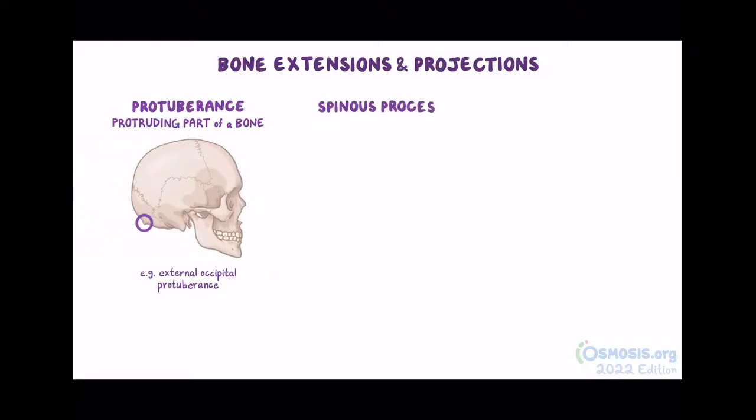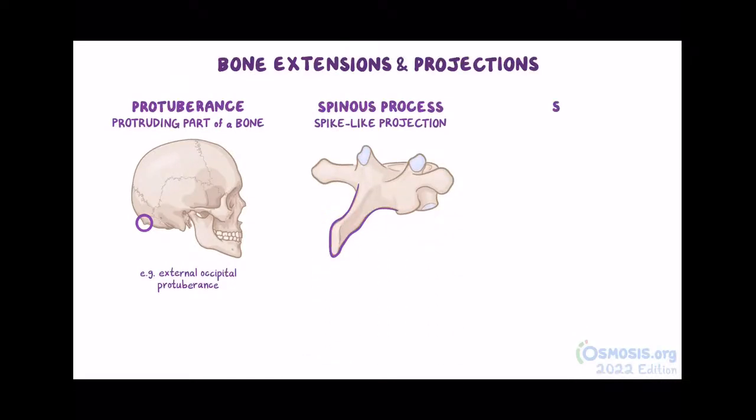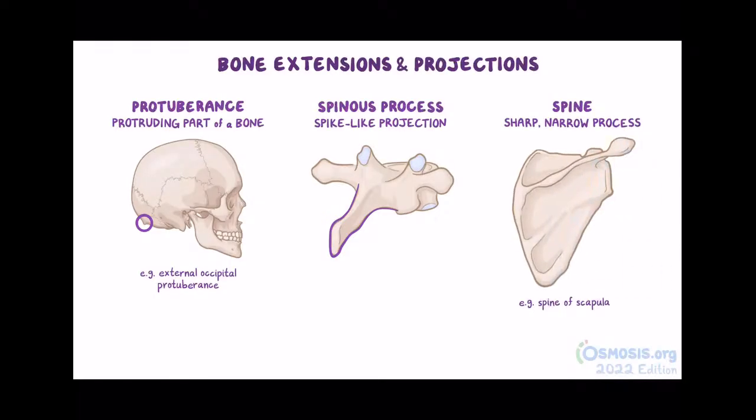Next is a spinous process, which is a spike-like projection, as seen at the back of each vertebra of the vertebral column. A spine, however, describes a sharp, narrow process. An example would be the spine of the scapula seen on the posterior aspect of the scapula.